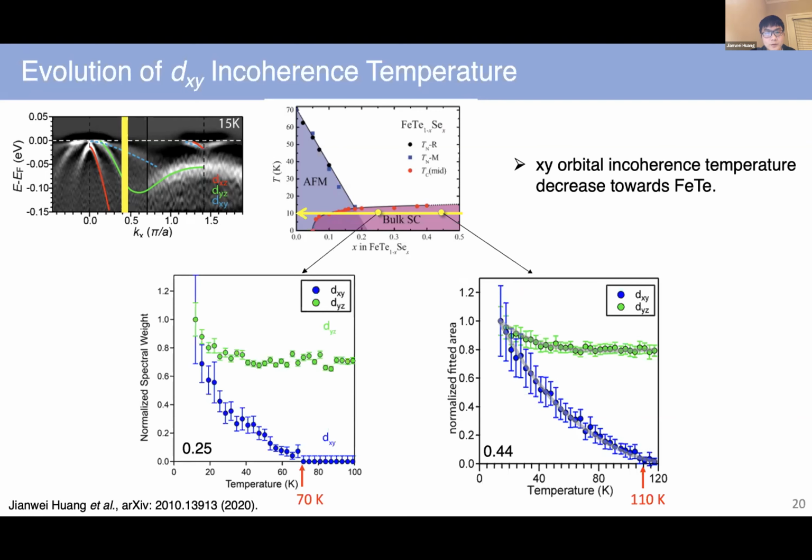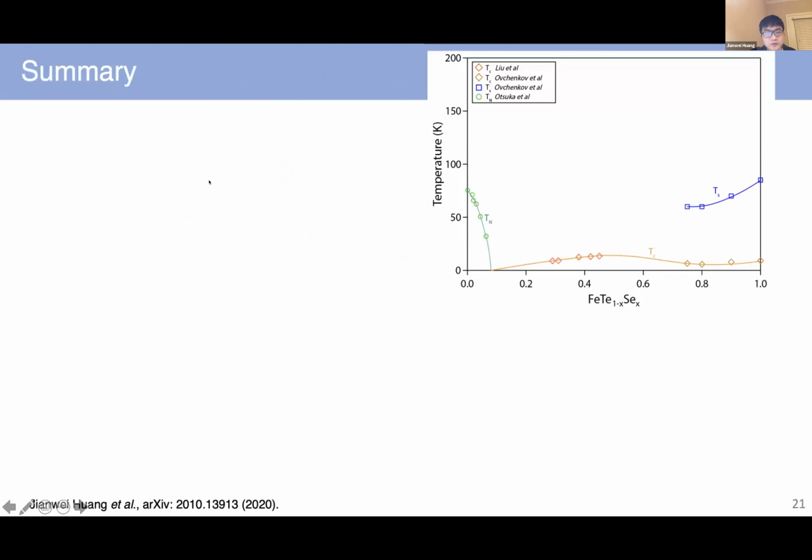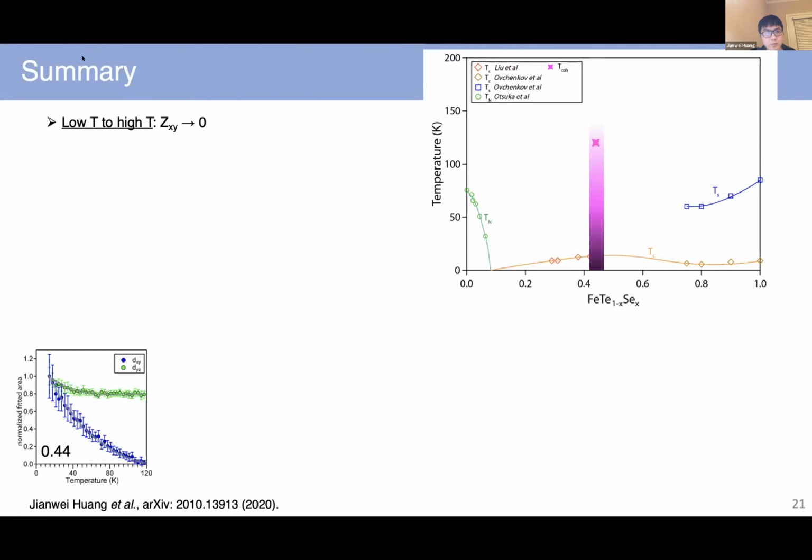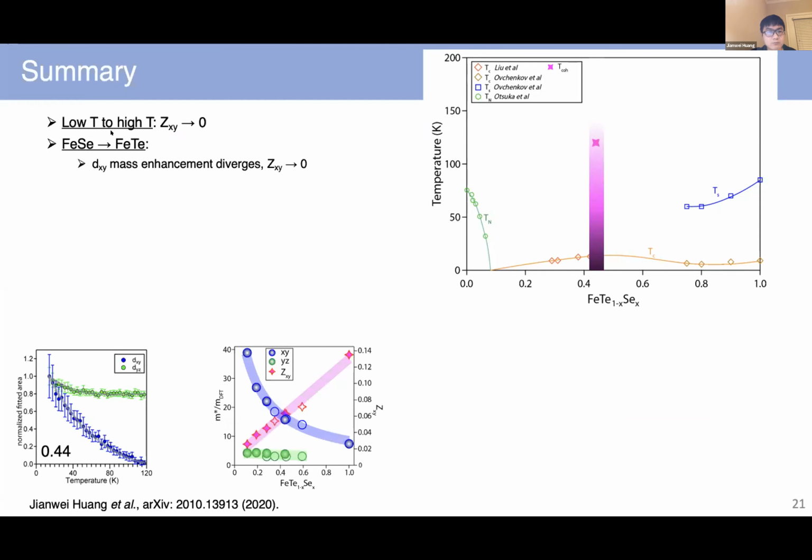And with this, we come to our brief conclusion with a summary. First, we observe that the dxy orbital becomes totally incoherent with increasing temperature. Second, we observe the effective mass enhancement, that it diverges towards the iron tellurium end.